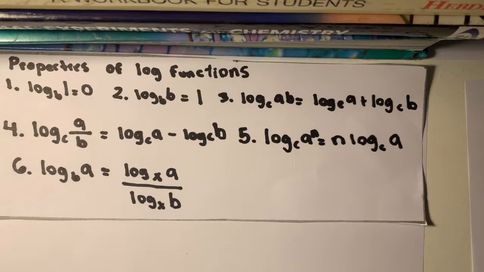Number 3 is the product rule. Log base c of a times b can be written as log of a plus log of b. Number 4 is our quotient rule: when a log is dividing, it can be expanded into two logs subtracting each other. Number 5 says that the exponent can be moved in front of the log. And number 6 is the change of base.